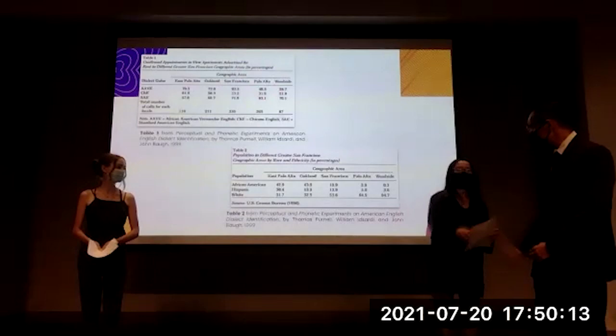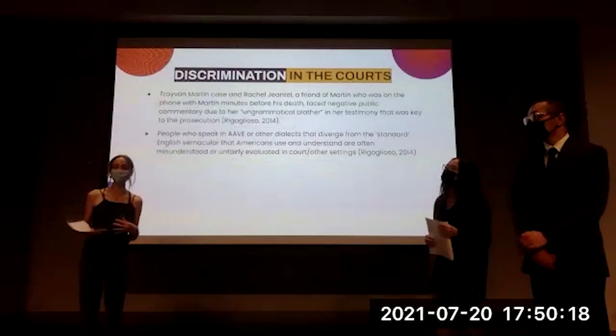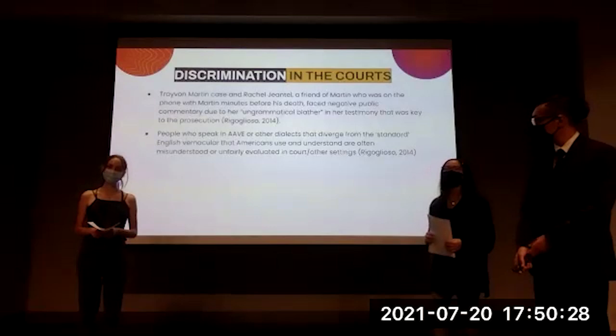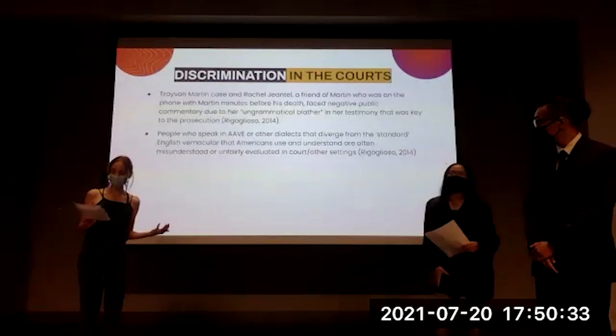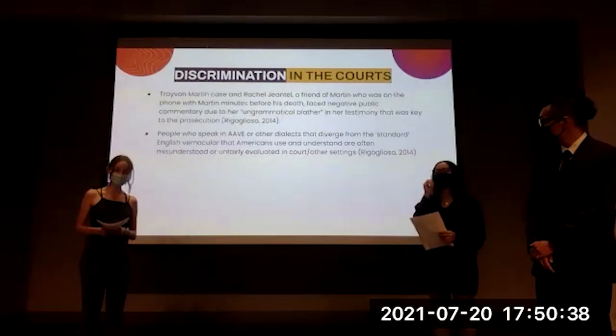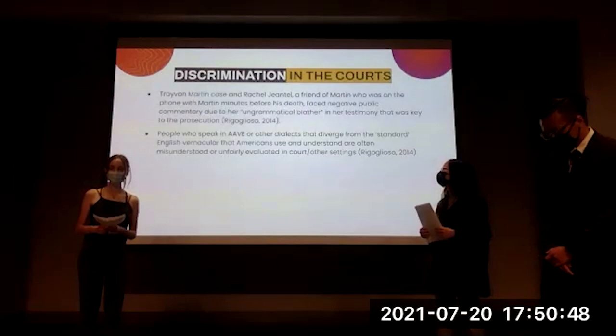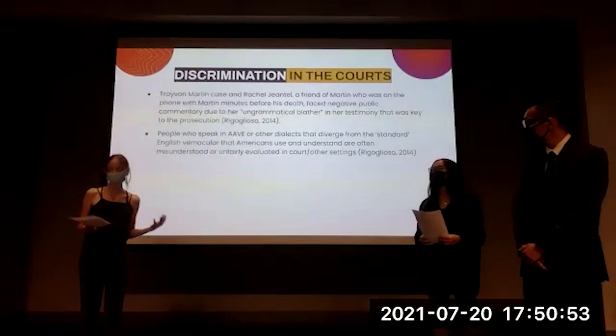But this discrimination is also present in courtrooms where the speaker is visible as well as audible. Trayvon Martin was a 17-year-old African-American high schooler who was unarmed and fatally shot by George Zimmerman during a physical altercation. In Martin's case, there were no jury members who were fluent in AAVE during Jeantel's testimony. Therefore, they, quote, missed or misunderstood crucial elements in her testimony, end quote, according to a professor named John Rickford. Furthermore, Rickford stated that Jeantel is, quote, fluent in a variety of English that's been in existence for centuries. She speaks in a very systematic, regular variety of AAVE, end quote.